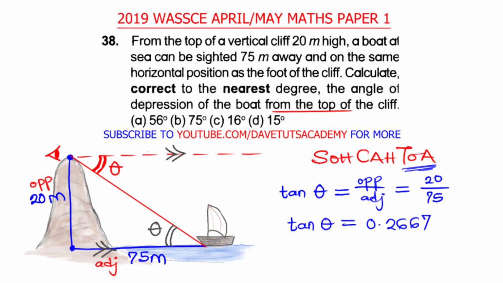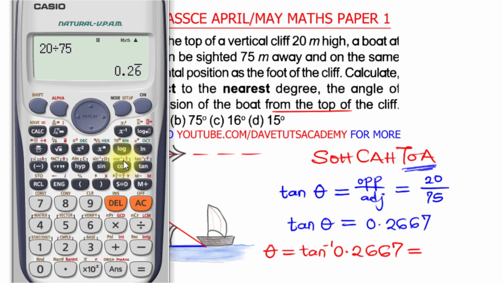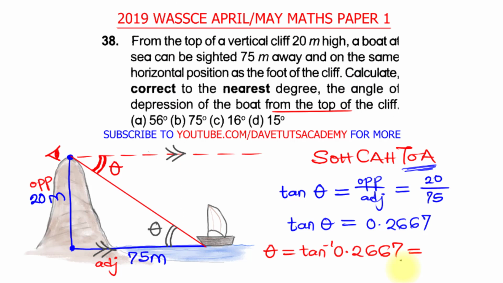And with that, the angle theta will be arctan of 0.2667, okay? And if you are to just say we want to find arctan of the answer that we just got, this is 14.93. But look at the question. I said we have to find it correct to the nearest degree.